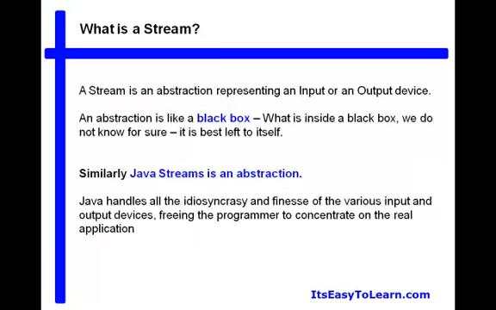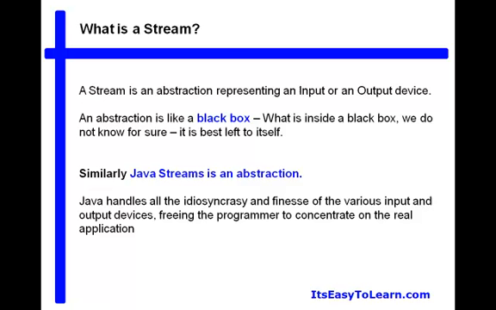So what is a stream? A stream is an abstraction representing an input or an output device. An abstraction is like a black box. What is inside the black box? We really do not know. It is best left to itself. So any complexity that is hidden is called an abstraction. The universe is an abstraction for us. We do not completely understand the universe and the Milky Way. Similarly, any complexity which is hidden for us, the programmers, we call it an abstraction.